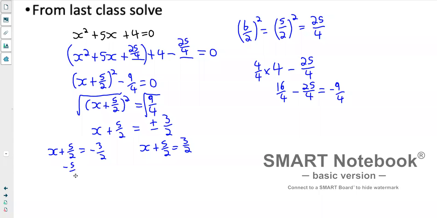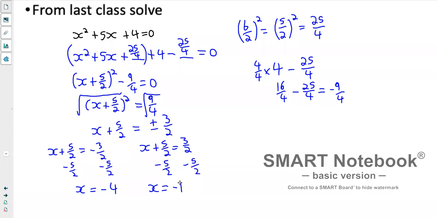So we'll move the 5 over 2 to the other side. So that gives us x is equal to negative 4. This one also, we move the 5 over 2 to the other side. And that gives us x equals negative 1.